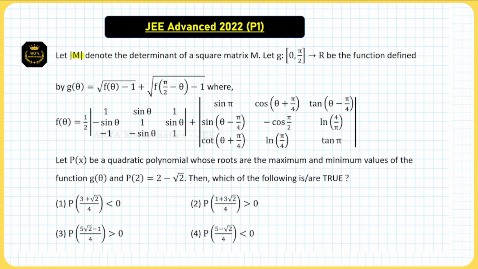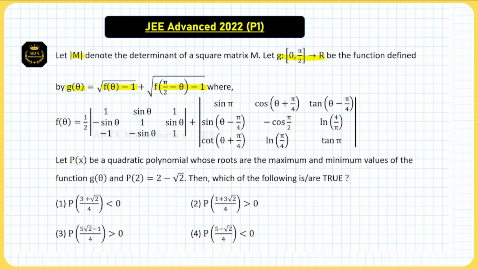Let this represent the determinant of a square matrix. g is a function whose domain is from 0 to pi by 2 and codomain is all real numbers. And g of theta is defined in this manner. It is root of f of theta minus 1 plus root of f of pi by 2 minus theta minus 1. And f of theta is the sum of these two determinants.